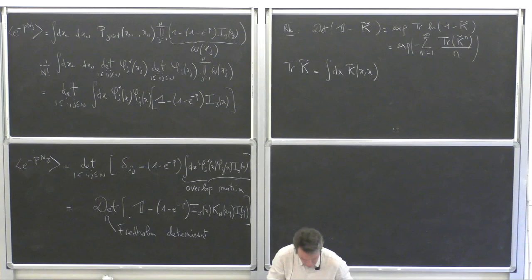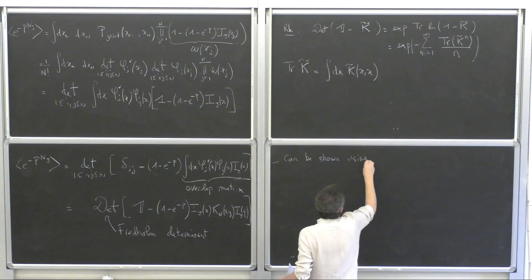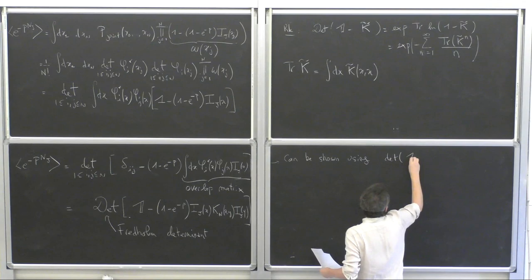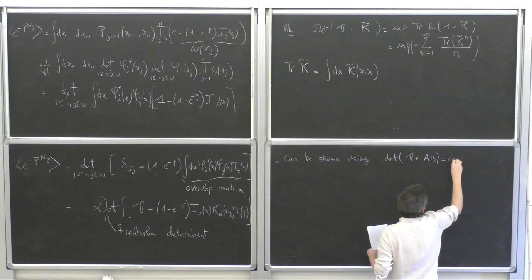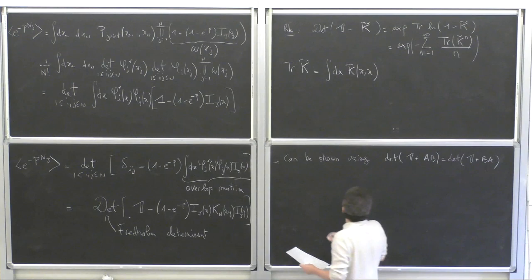So this identity here can be shown formally, at least, that the determinant of identity plus AB is equal to the determinant of identity plus BA, even though A and B actually are acting on different spaces. The only thing that you need to be able to do is to define properly this product. This is called the Sylvester identity, and there are various proofs of it.